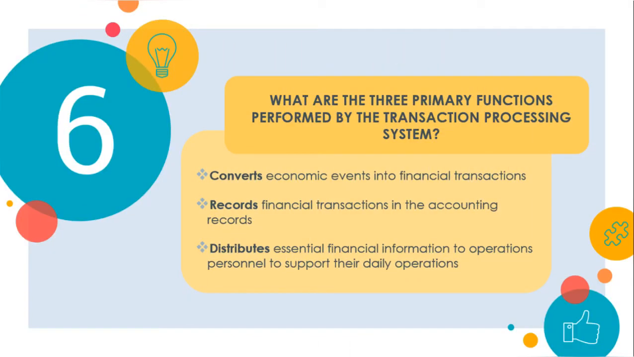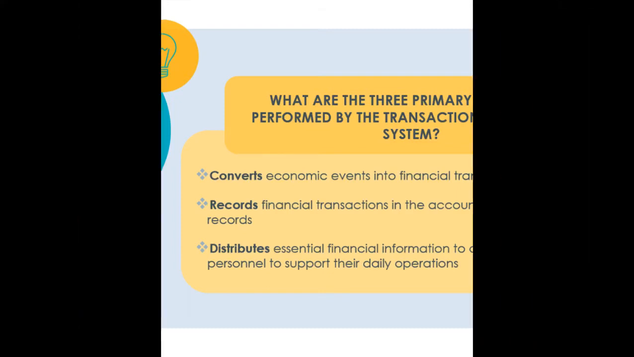So what are the three primary functions performed by the transaction processing system? First is that it converts economic events into financial transactions. Second, it records financial transactions in the accounting records. And lastly, it distributes essential financial information to operations personnel to support their daily operations.